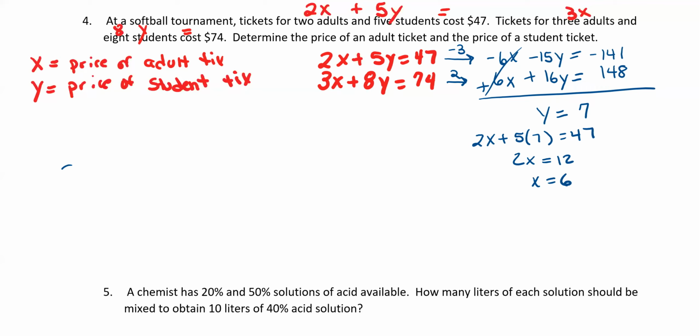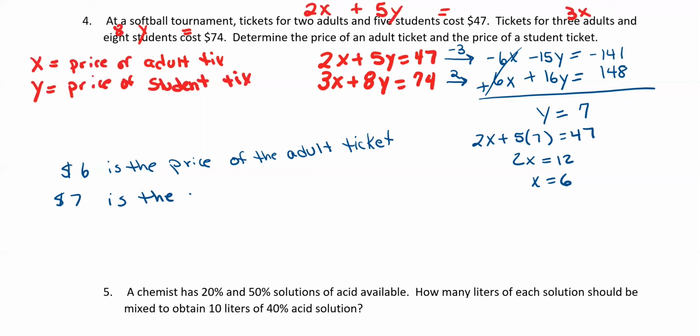So our answer, $6 is the price of the adult ticket. And $7 is the price of the student ticket.